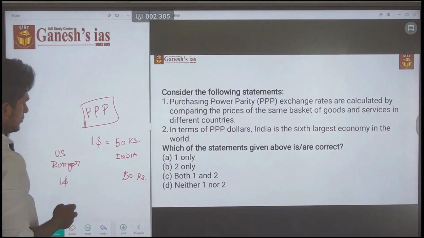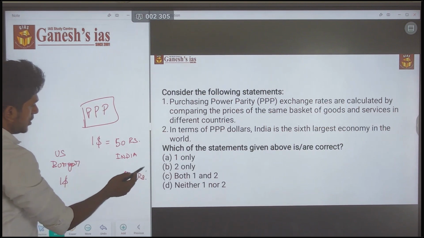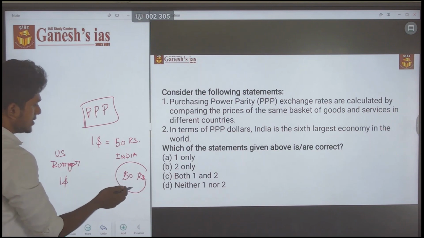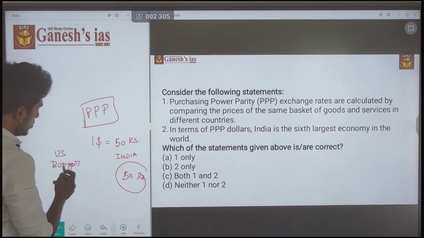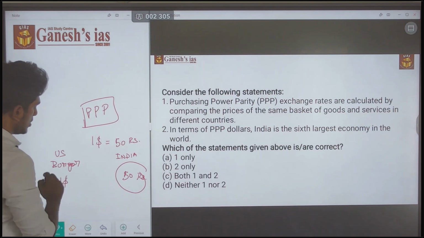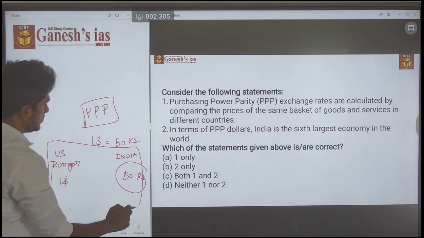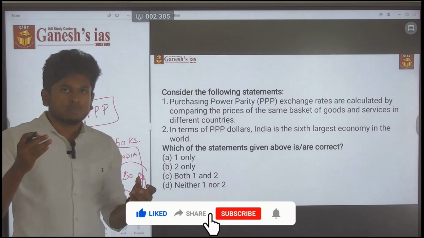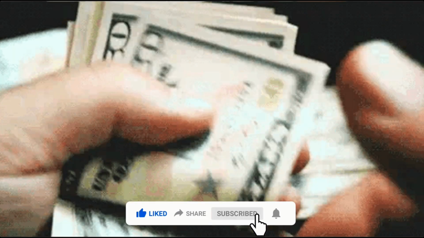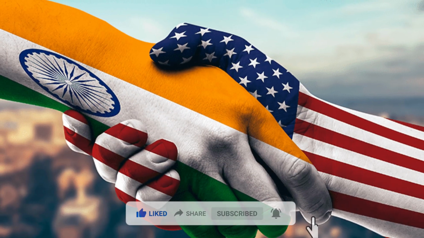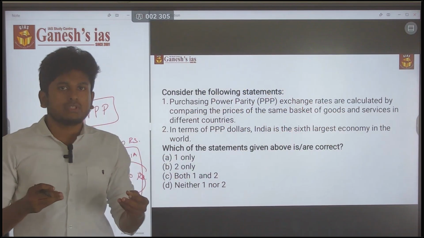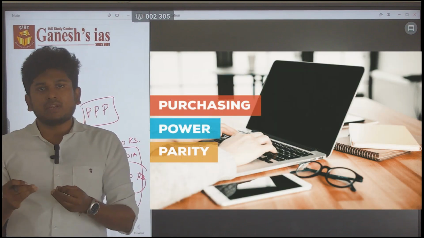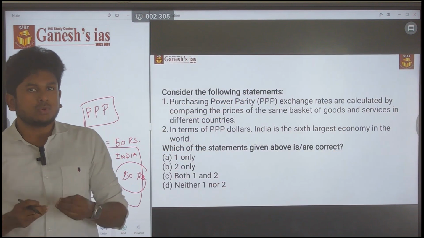So the person from the US can buy the burger in India with the same $1, or else the person from India can buy the US burger with the same 50 rupees. This is called purchasing power parity. Both countries' money is in parity, so you can buy the product in India or in the US. The cost of the product is the same in both countries, so that is called purchasing power parity.